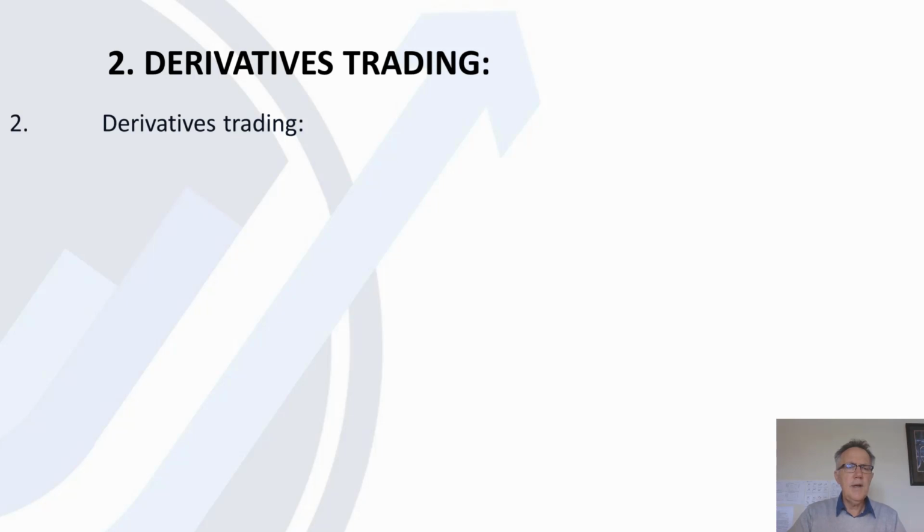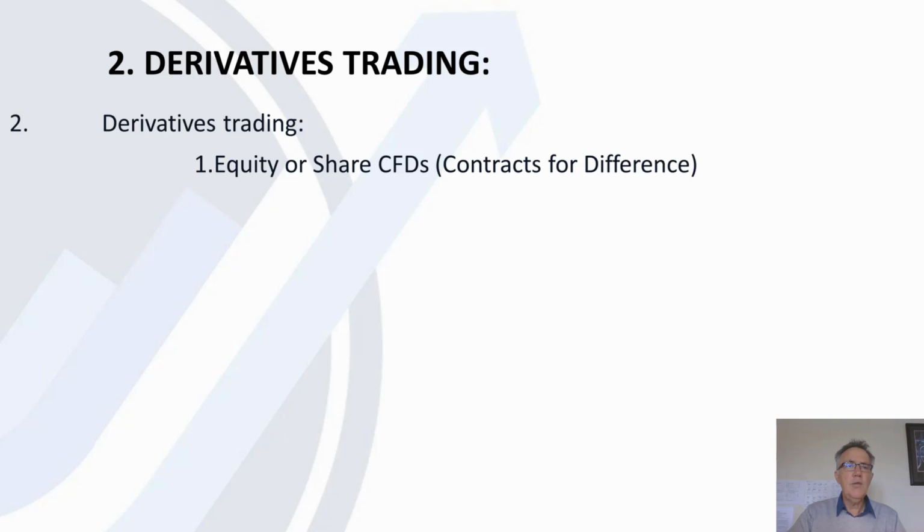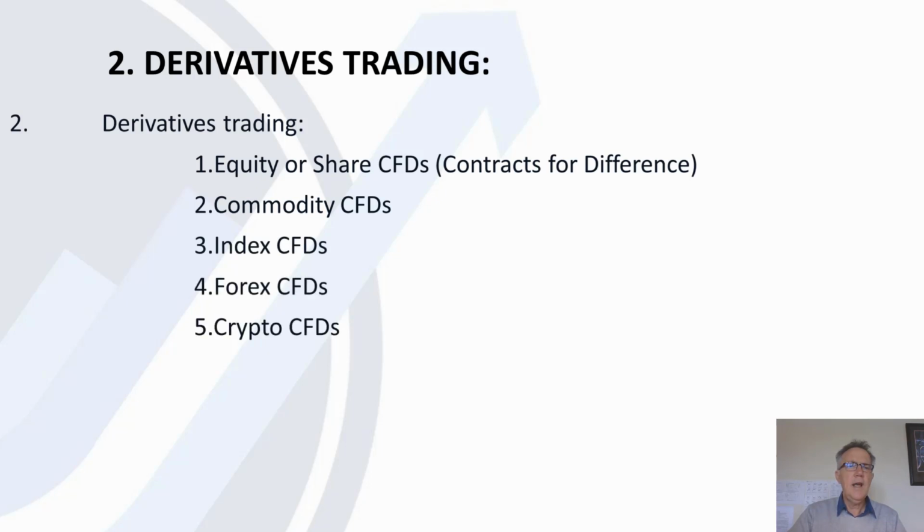Now, under this category, we have what we call equity or share CFDs. And I'm going to explain the words contracts for difference in a slide or two. So we've got equities or share CFDs. We've got commodity CFDs that you can trade, index CFDs, FOREX CFDs, and cryptocurrency CFDs.